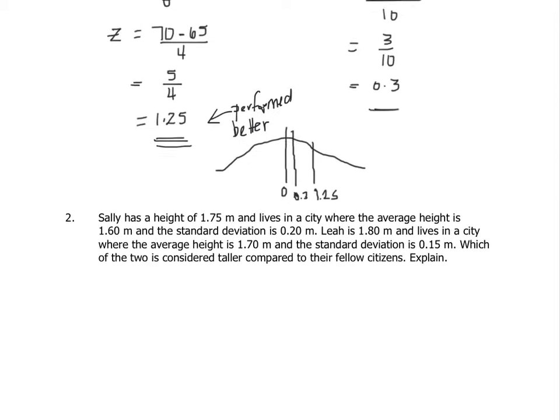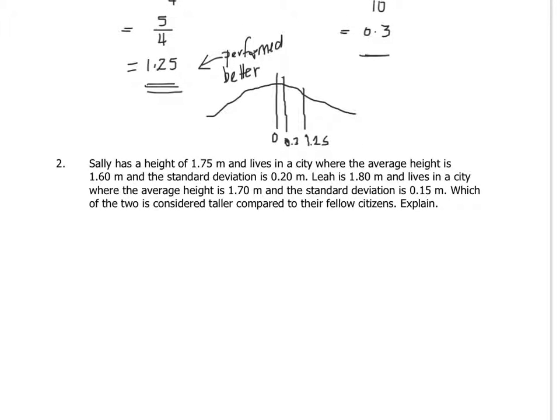Okay, the next example. Sally has a height of 1.75 and lives in a city where the average height is 1.6 meters and the standard deviation is 0.2 meters. Leah is 1.80 meters and lives in a city where the average height is 1.70 meters and the standard deviation is 0.15 meters. Which of the two is considered taller compared to their fellow citizens?